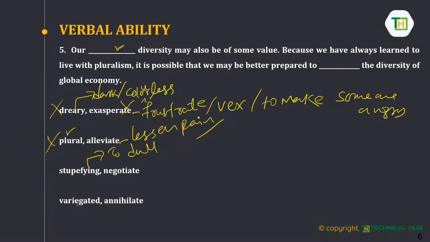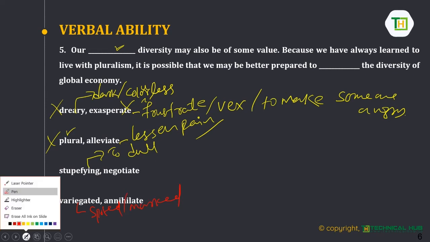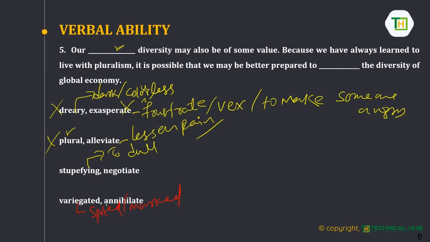Okay, spotted or marked. So remember this. Annihilate means to reduce. Okay, so finally the third one is the right answer, that is typifying and negotiate.